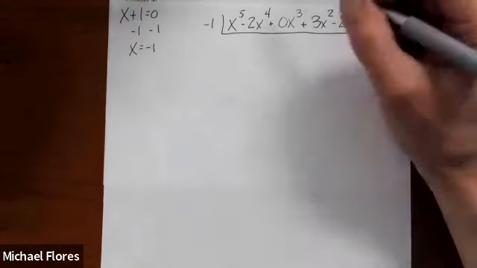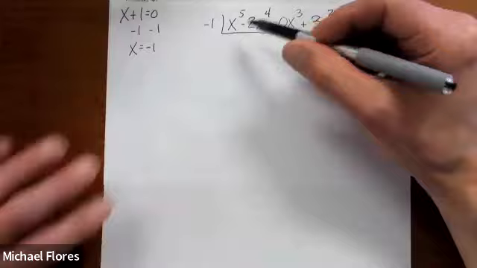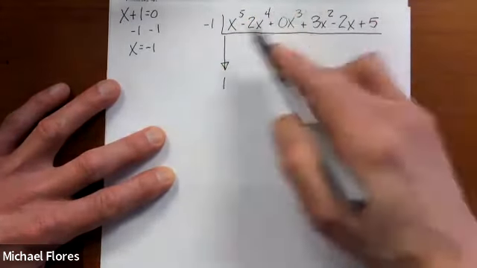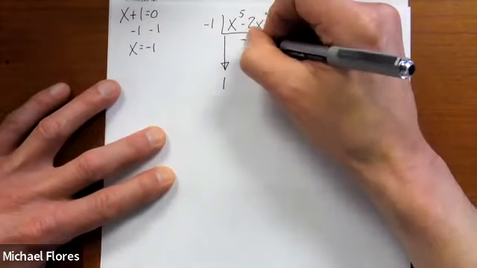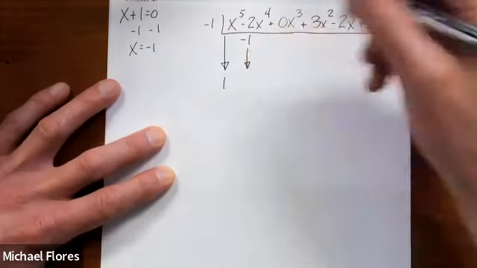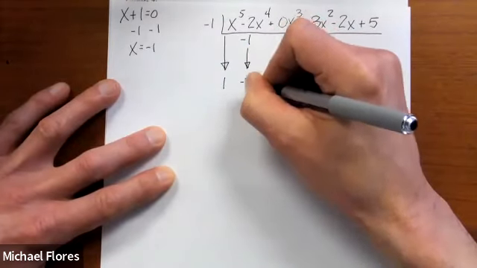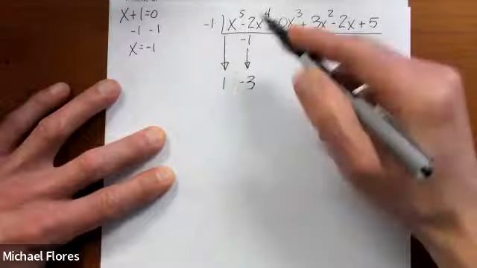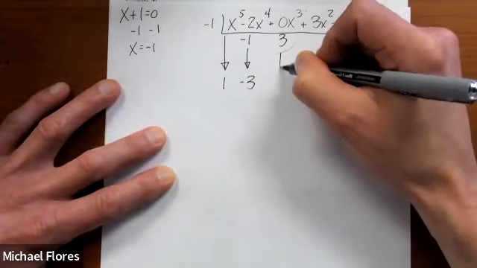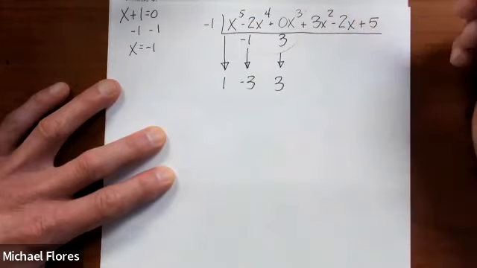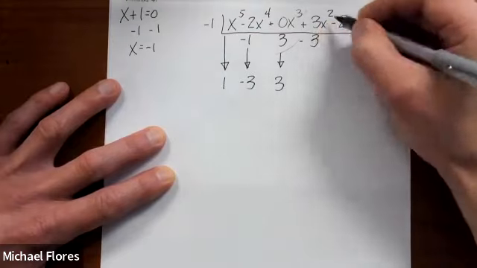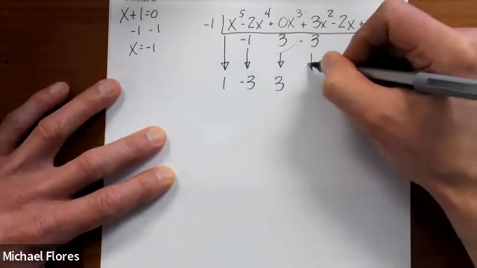So whatever the coefficient is of the leading term, drop it down. In this case, it's 1. And now we multiply -1 times 1. Now we combine -2 plus -1. Now we multiply -1 times -3. Combine 0 plus 3. Multiply -1 times 3. Combine 3 minus 3.